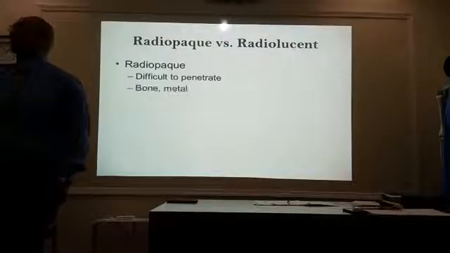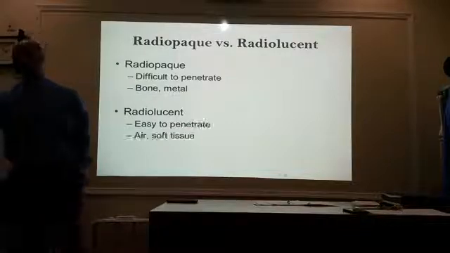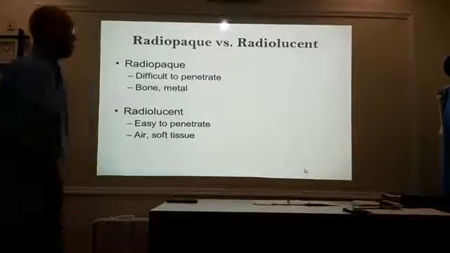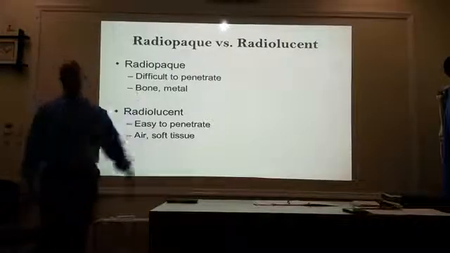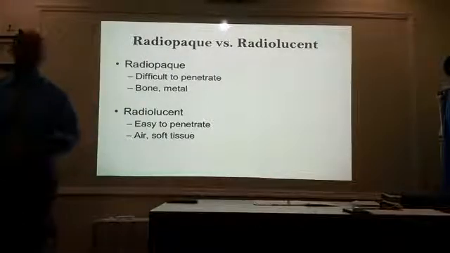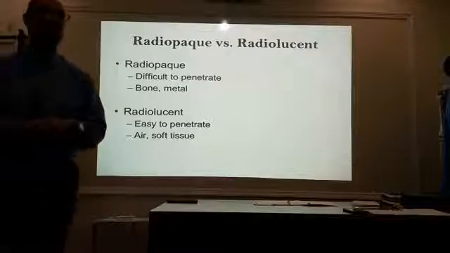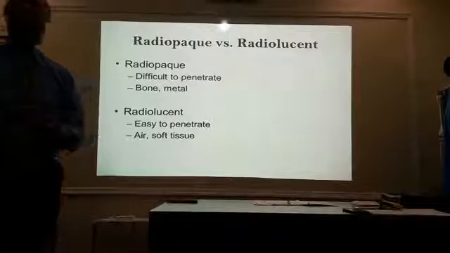All right, so then we need to be familiar with the two terms, radiopaque and radiolucent. Radiopaque is anything that's difficult to penetrate, such as bone or metal. And how will they appear on your radiograph? White. It's going to look white or whitish.